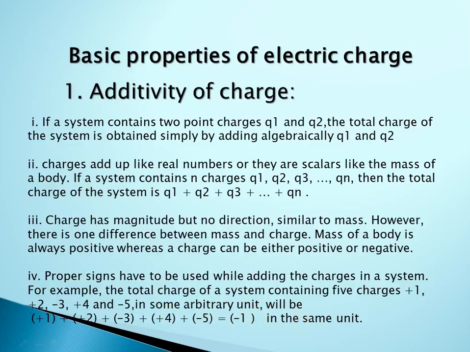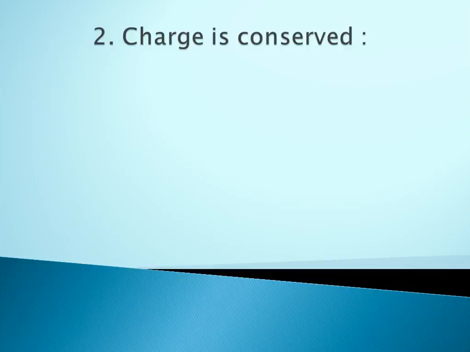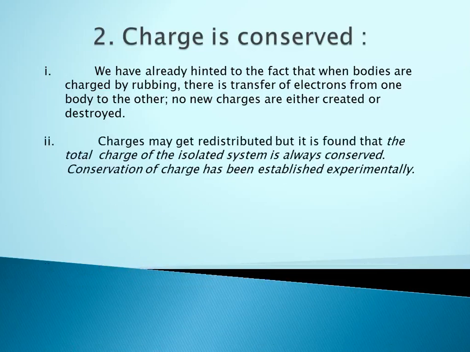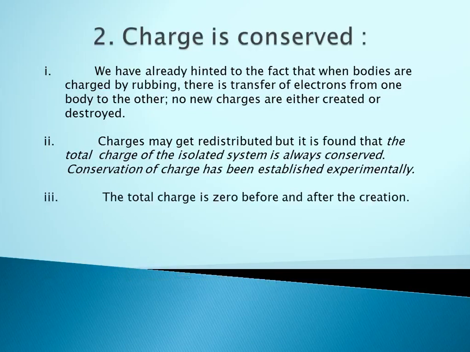Now we will see the second property of charge. The charge is conserved. When charge is induced or produced by rubbing, there are new charges on the body, but we have to confirm that no charge is created and no charge is destroyed. Charges may be redistributed around the material, but the total system is isolated. The total charge on the system is the same before and after the creation of charge.